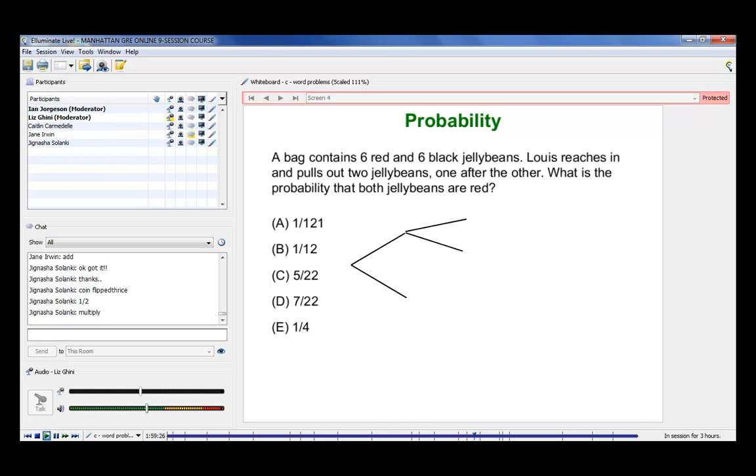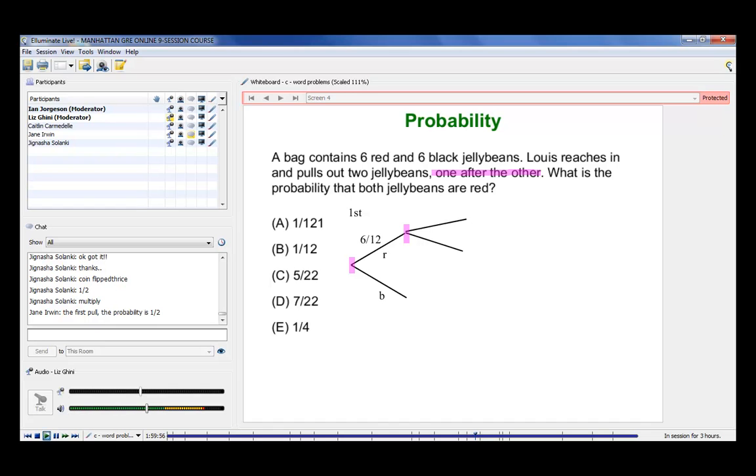All right, first thing, I pull my first jelly bean, and then my second jelly bean. Even though it says he pulls out two, it's one after another, right? There's got to be a moment between them. Okay, so first and then second. The first pull, the probability is 1/2. Exactly. He's got 6 red and 6 blacks. So it's 6 out of 12 are going to be red, which is just 1/2.